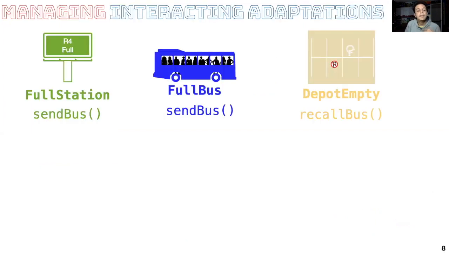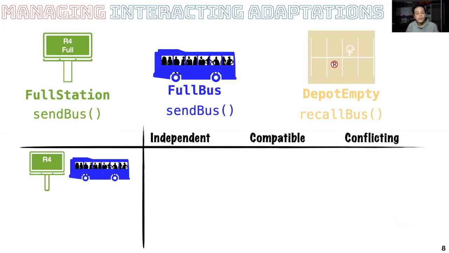As you can see, these adaptations do not need to take place independently. They can happen at the same time. And we need to manage the interaction between these adaptations. We identified 3 different types of interactions for the adaptations, and we're going to use 2 different scenarios throughout the rest of the presentation.